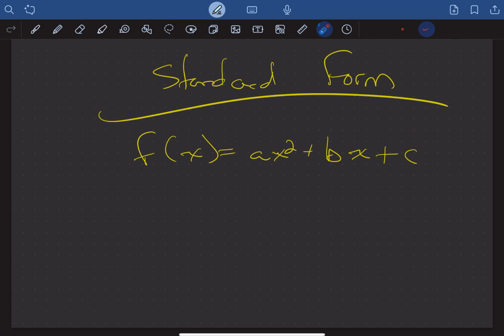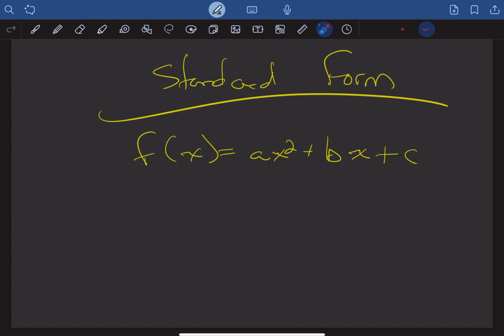In this case, a, the coefficient of x², actually determines the direction. If it's positive, it's going up. If it's negative, it's going down. It determines the direction of the parabola, and it also determines the width of the parabola. B affects the position of the vertex and the axis of symmetry. And then c represents the y-intercept.